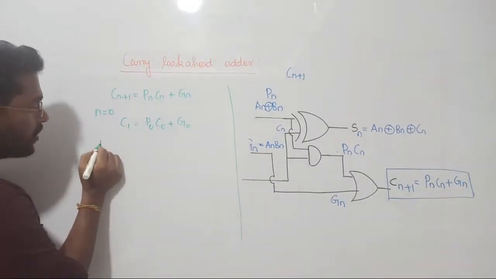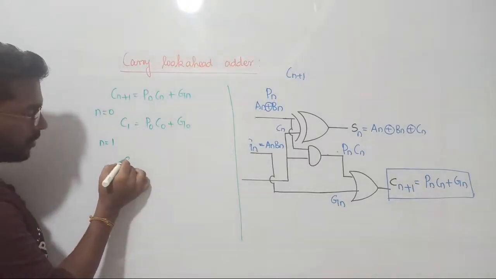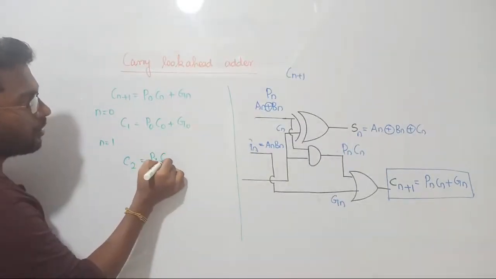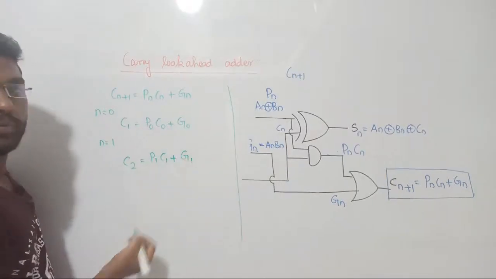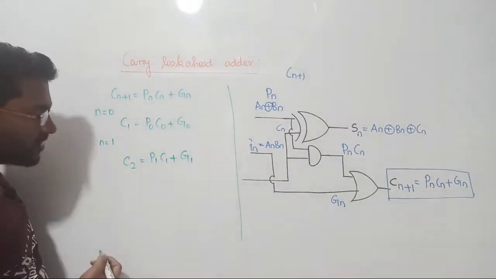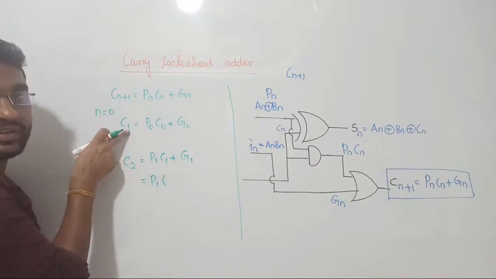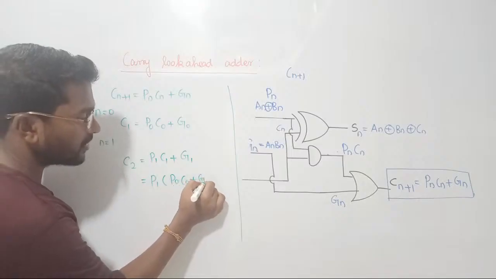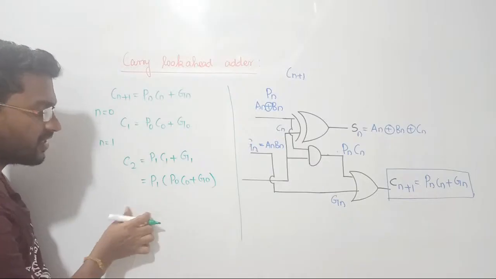Now let me put n equal to 1. If I put n equal to 1, then this is going to be C2, which is P1 C1 plus G1. Clear? Yes, I hope this is correct. Now let me reduce the circuit further. P1 into, we know the value of C1, right? C1, substitute here, that is going to be P0 C0 plus G0, such that its output is going to be, okay, let us just stop with this, that is enough, right?